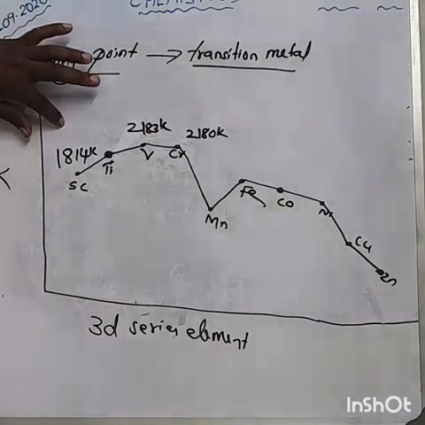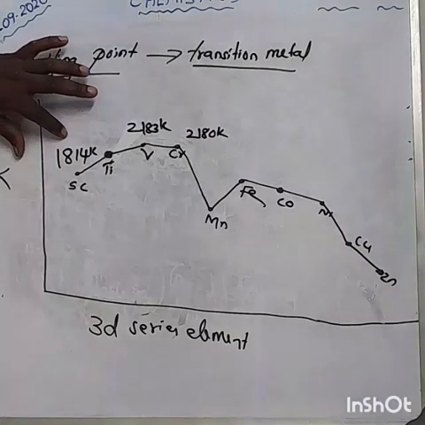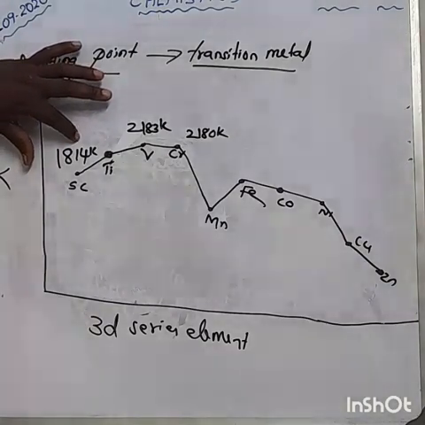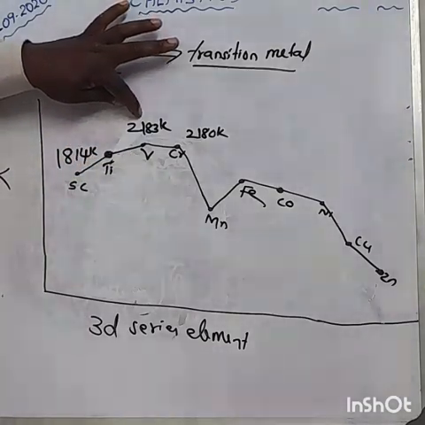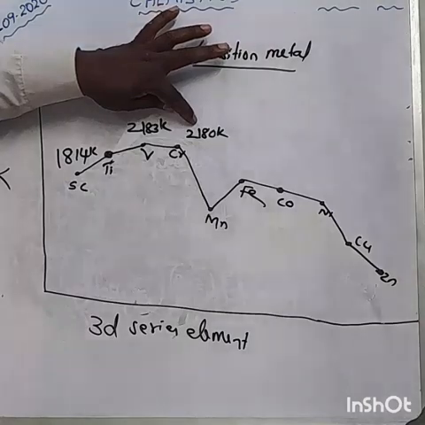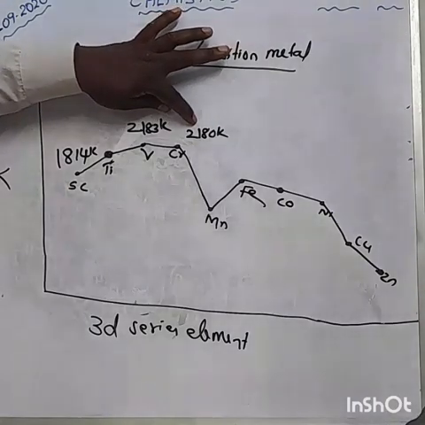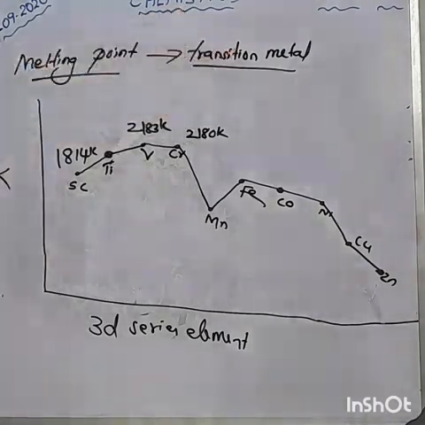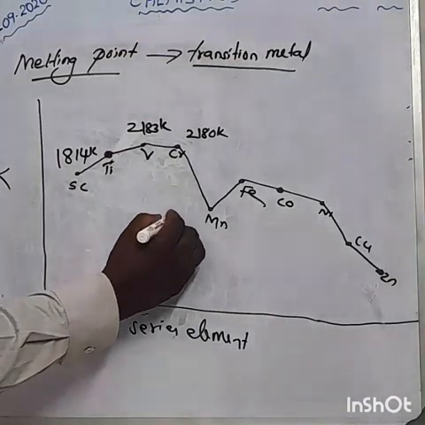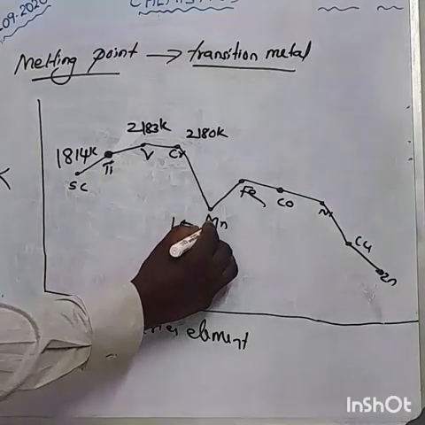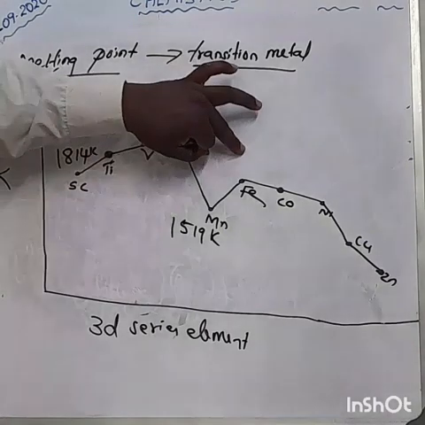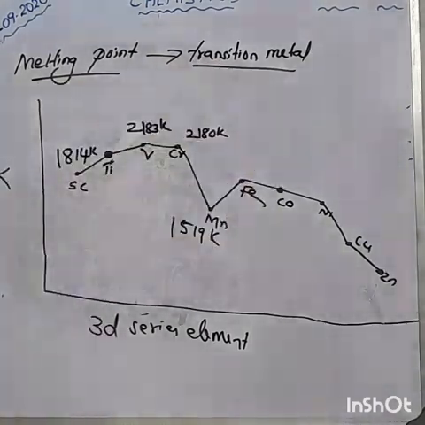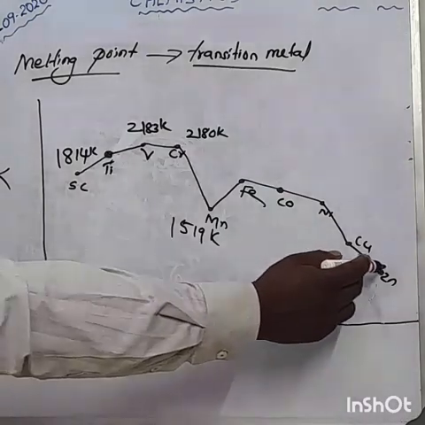First, what is the scandium melting point? 1814 Kelvin, which is slightly increasing to 2183 Kelvin. Next, almost close to chromium, that is 2180 Kelvin. Next, the melting point is decreasing, that is 1519 Kelvin, 1519 Kelvin for manganese. Next, also slightly increasing and again decreasing, and at last also decreasing.